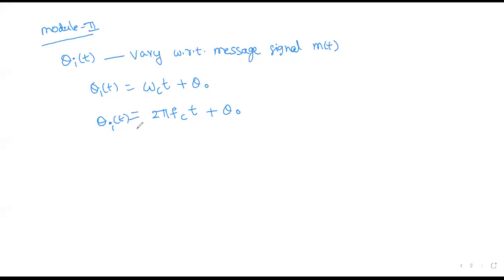Now the point is, how are we going to change this particular theta I of t? There are actually two ways. One way is I can actually change fc. But let me talk about the first one. In the first case, we are going to directly change this theta I of t with respect to m of t. In that case, what we get is called phase modulation.